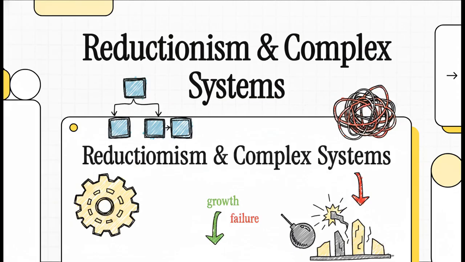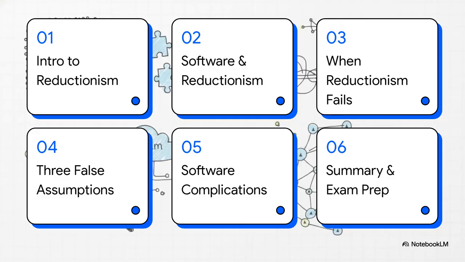This is an absolutely crucial part of your course because it's going to fundamentally challenge how you think about building software. So let's just jump right in. We've got 6 key areas on our agenda today. We'll start with an introduction to reductionism, see how it applies to software engineering, and then look at exactly when and why it fails. After that, we'll break down the 3 false assumptions of reductionism, explore why software makes things even more complicated, and wrap up with a summary to help you prep for your exams.